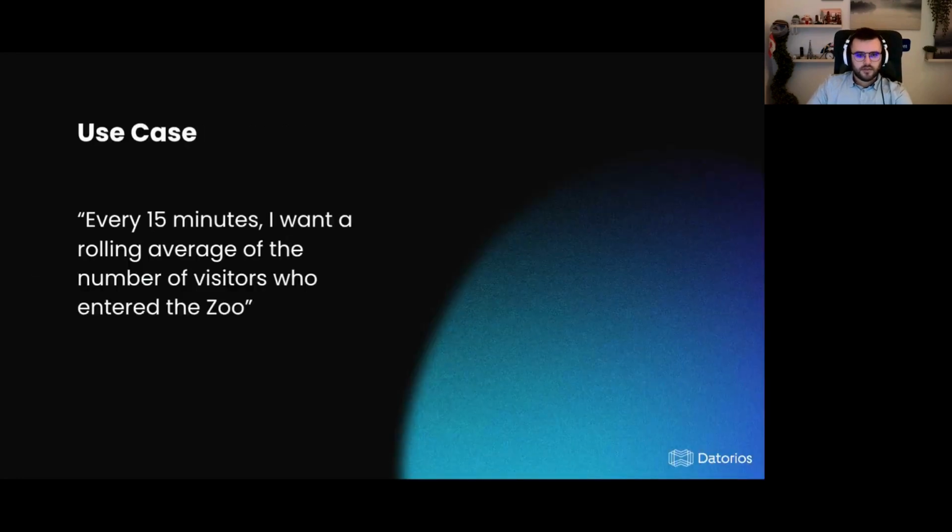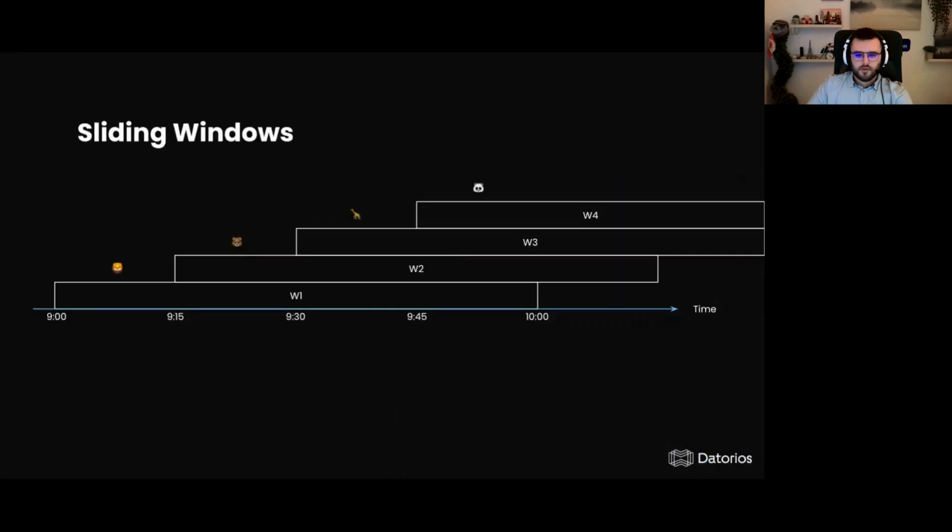For our next use case, for every 15 minutes, I want a rolling average of the number of visitors who entered the zoo. This is a perfect use case for sliding windows. The difference between tumbling windows and sliding windows is that sliding windows do have a fixed time, but they can overlap, hence the name sliding windows. So in this use case, we have hour-long windows that slide every 15 minutes.